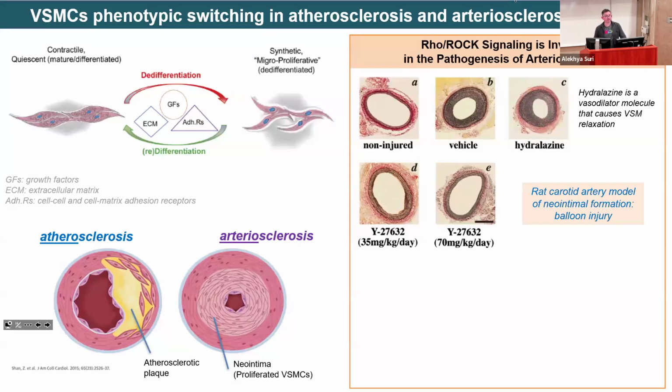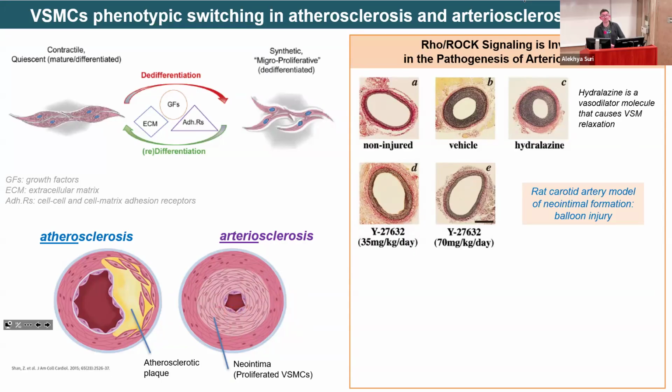However, when they caused injury in rats that were treated with Rho kinase inhibitors, and that's panels D and E, you see that there's no significant proliferation, right? So what this data suggests is that inhibiting Rho kinase prevents, in this case, neointimal formation. It, in this case, would prevent arteriosclerosis.